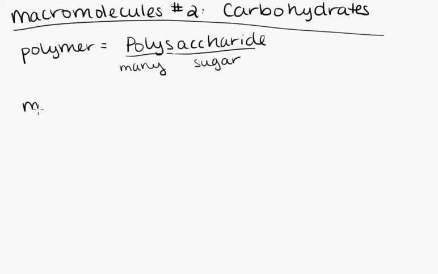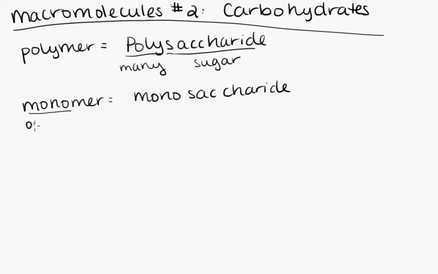And the monomer is called a monosaccharide. So what mono means, a monomer means one part. So this is one sugar. So naming, really easy, right? If there's a lot of sugars attached together, it's a polysaccharide. If there's one sugar, it's a monosaccharide. So what do these monosaccharides look like?